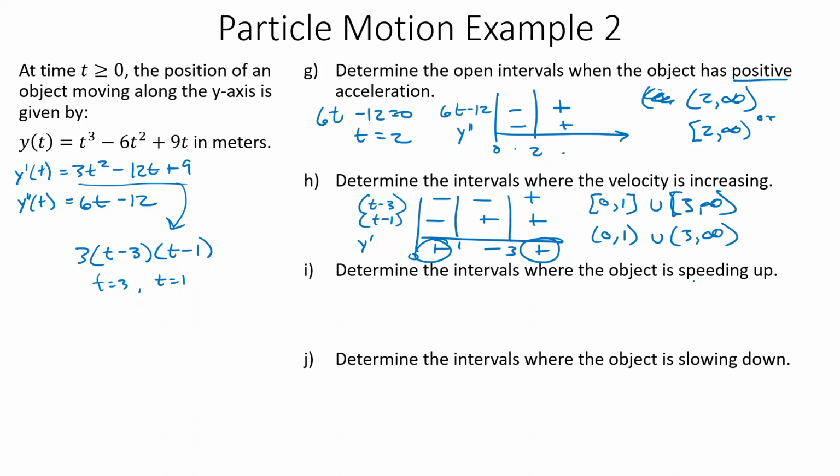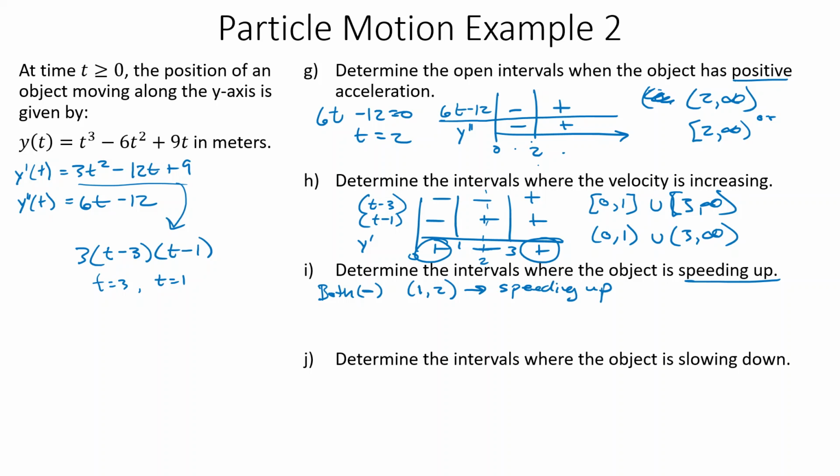Determine the intervals where the object is speeding up. All right, so now we need to have the same sign. So they either need to both be positive or both be negative. So here's the sign right here for acceleration. It's negative from 0 to 2. Well, velocity is positive from 0 to 1, so they're different there. But then from 1 to 2, it's going to be negative in here. So they're both negative from 1 to 2. So that means we're speeding up.